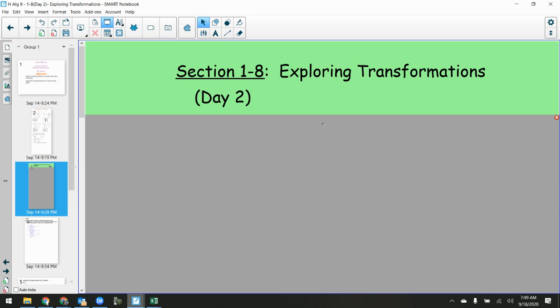Today, what we're going to talk about are the non-rigid transformations, ones that actually change the size or shape of the figure. It'll distort it to anything you want to make it look like, and we can do that.